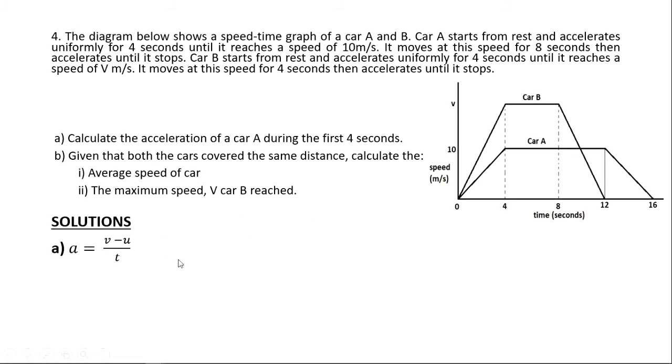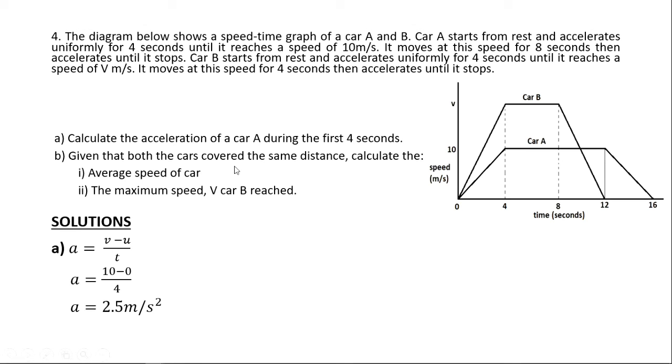Acceleration is equal to V minus U over T, where there's V will replace a 10 since we are looking at car A here. The final velocity was 10, the initial velocity was 0, and the time was 4 seconds. So if you divide 10 by 4, you get 2.5. Acceleration was equal to 2.5 meters per square seconds.